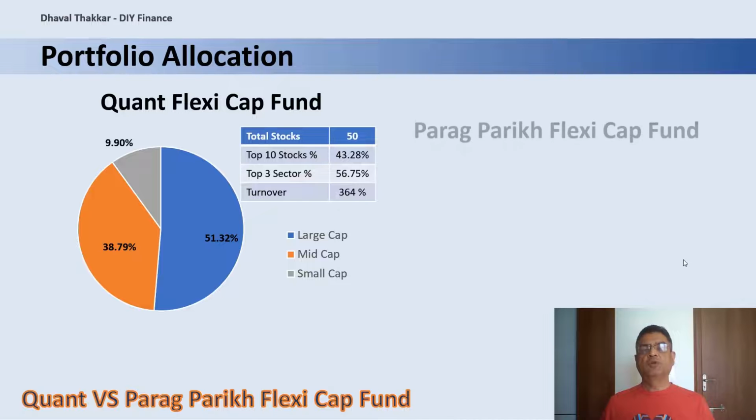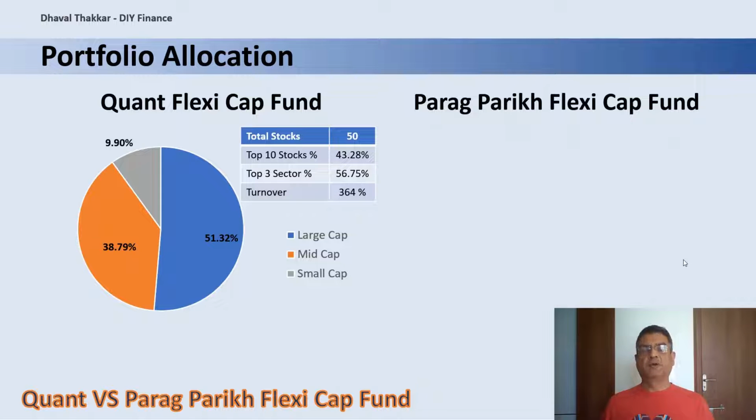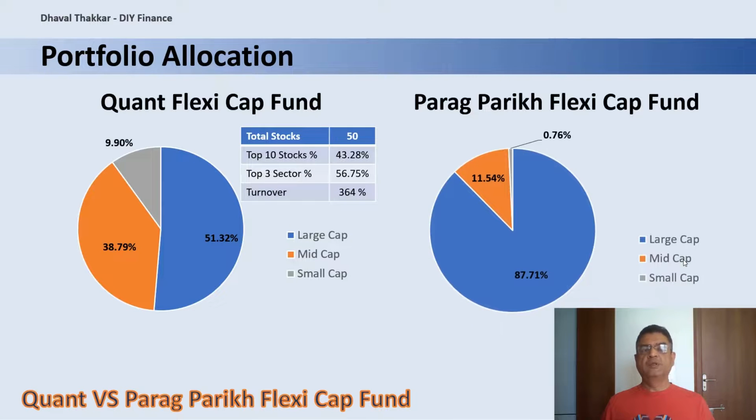Now let's look at portfolio allocation for Parag Parikh Flexi Fund. Here, around 88% is allocated to large cap stocks, whereas mid cap stocks form around 11% of the portfolio and the rest 1% is allocated to small cap stocks. This makes the portfolio large cap heavy.